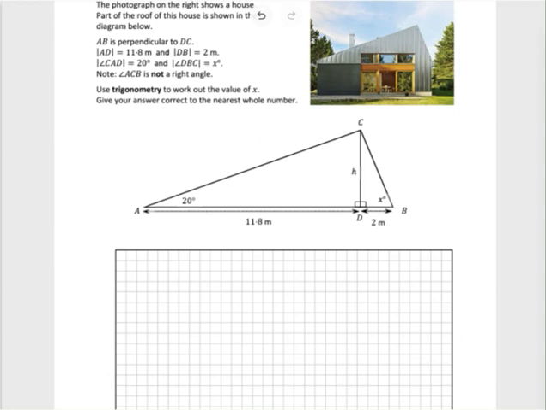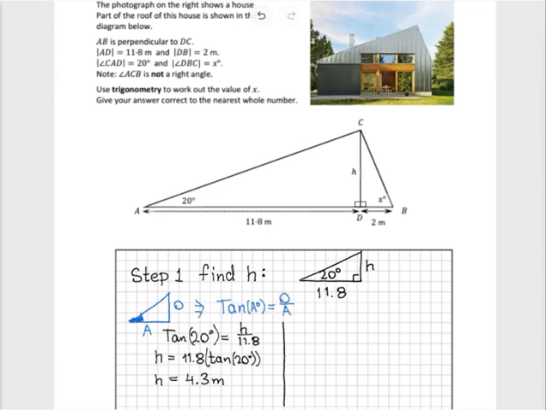So step 1, when we're finding h, we can focus on this triangle only, and we need to apply a trigonometric ratio. So the two sides which are relevant is the opposite for h and the adjacent for 11.8. So that means we're going to choose tan.